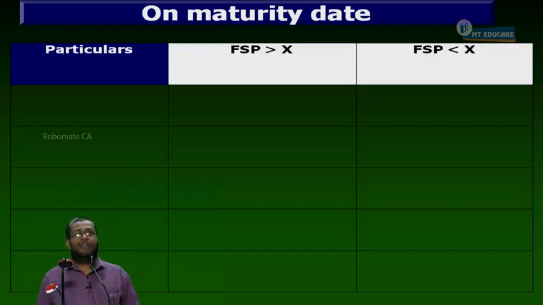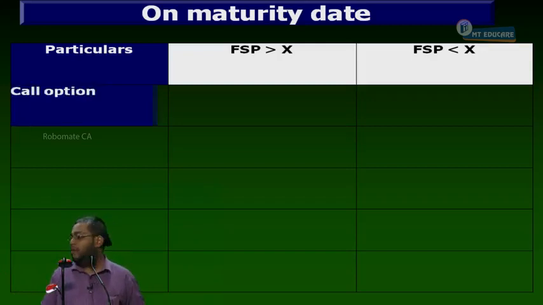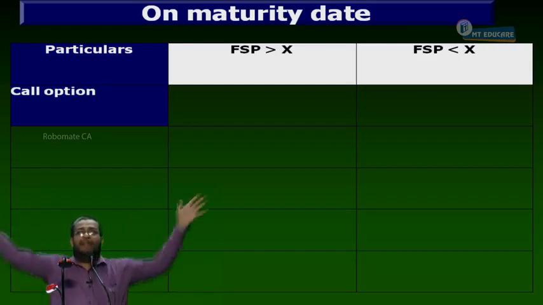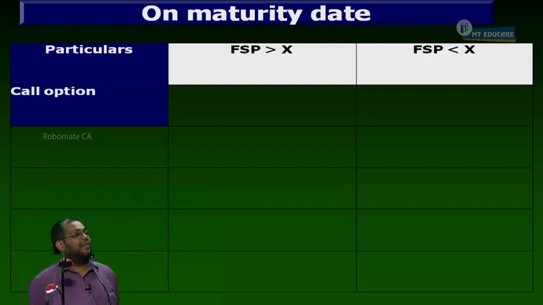Have you all opened the columns: FSP more than X, FSP less than X? Now, first, call option. You should not sleep. You should be attentive, thinking and telling. Call option: the other party will decide. I am a writer, the other party is the holder. FSP more than X, he will exercise.